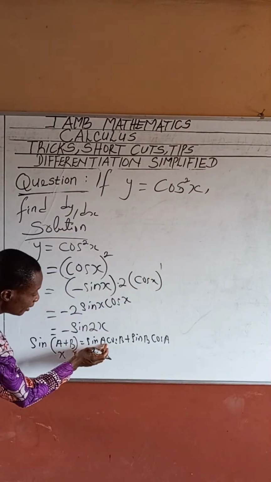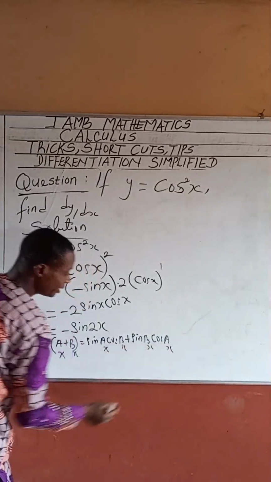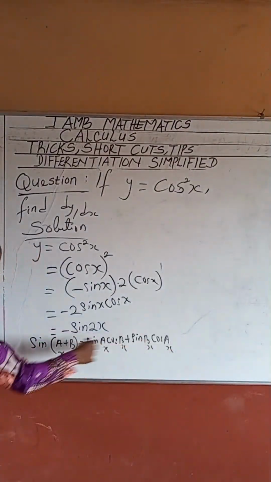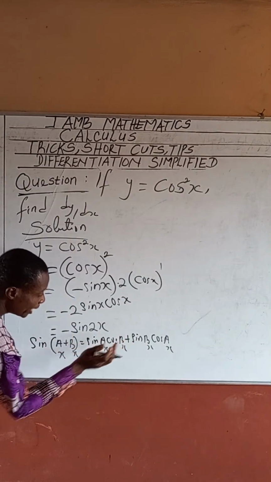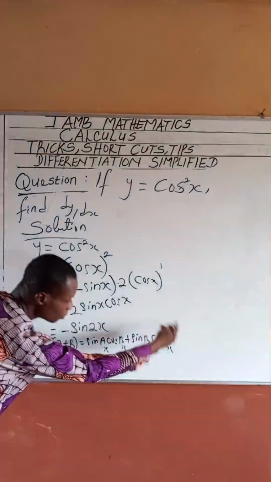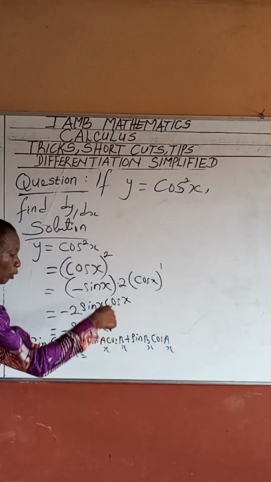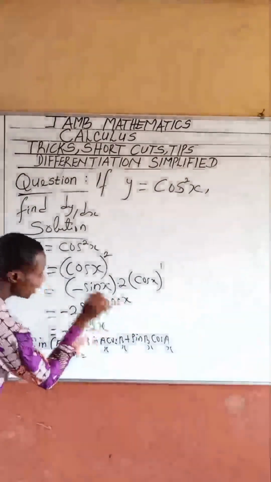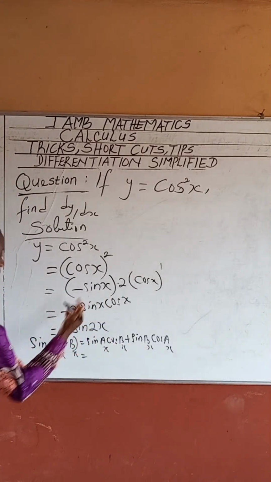Then if a is x, and b is x, they are all x, which means they are the same. That's why you have 2. So this will be sine x cos x plus another sine x cos x, which is equal to 2 sine x cos x, and it is equal to sine 2x. So it is from here that this one came about.